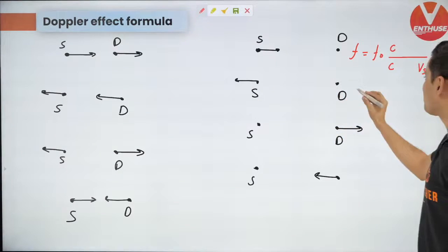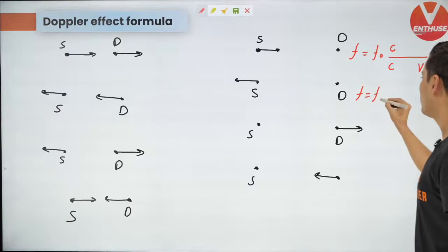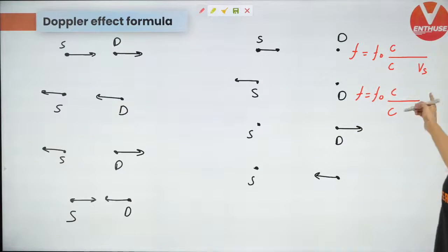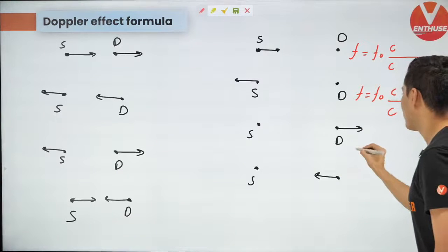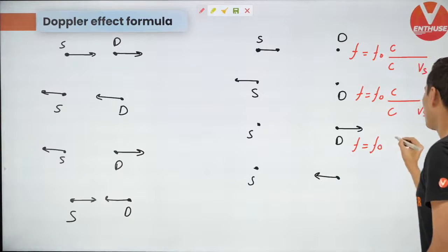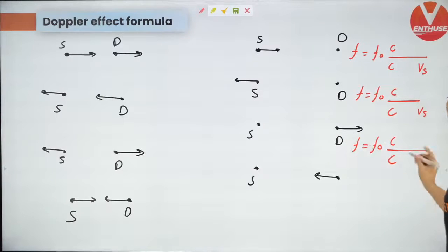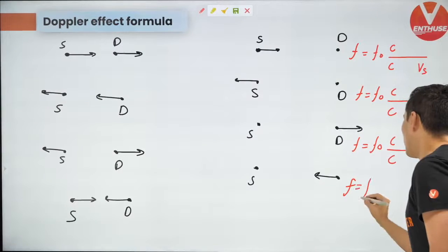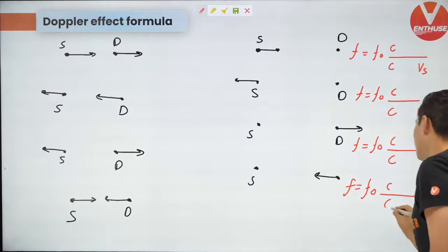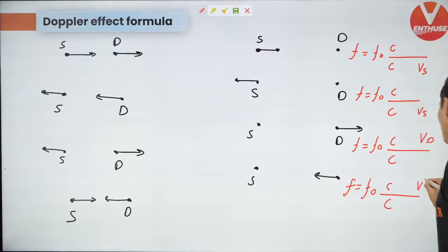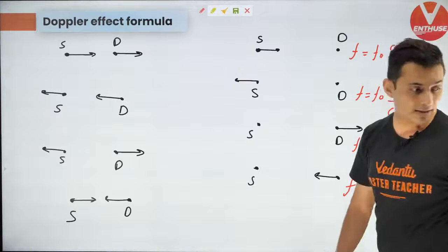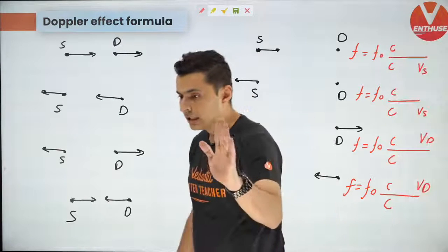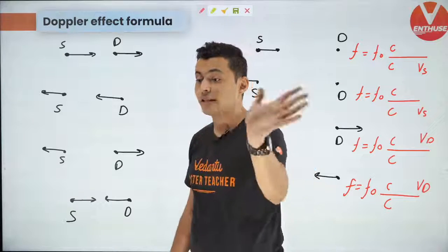Similarly over here, this f will be f0, C, C. Source is moving, so only Vs will come. Detector is not moving. In this case, f will be equal to f0, C, C. Detector is moving, so only Vd will come. Here, f is equal to f0, C, C. Only detector is moving, so only Vd will come. I hope this is clear. I hope this is clear, guys. Cool? Cool. f0 is not the frequency of the detector.